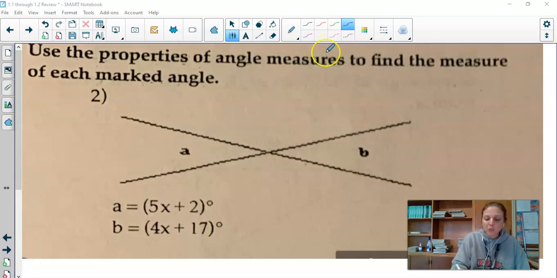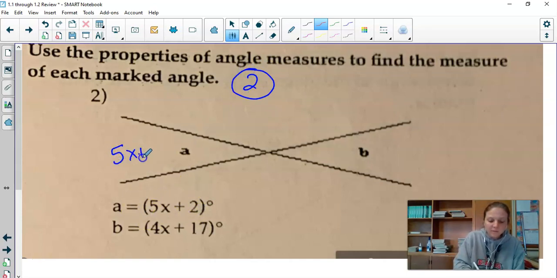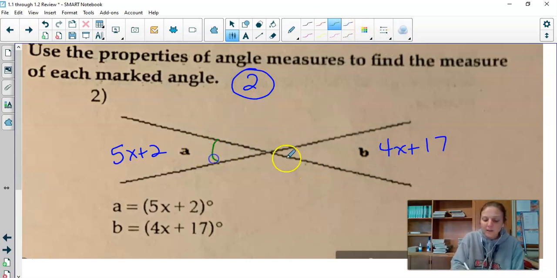So for question number 2, again, you don't have to copy the problem down unless you want to. What you'll notice is that 5x plus 2 is A, and 4x plus 17 is B, and these are vertical angles. Vertical angles are equal. So when I'm solving this problem, I'm going to set these two angles equal to each other and then solve.